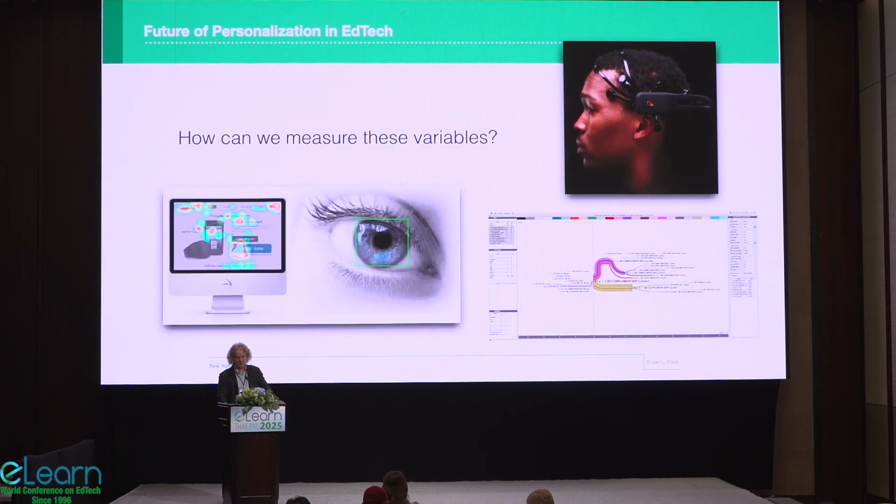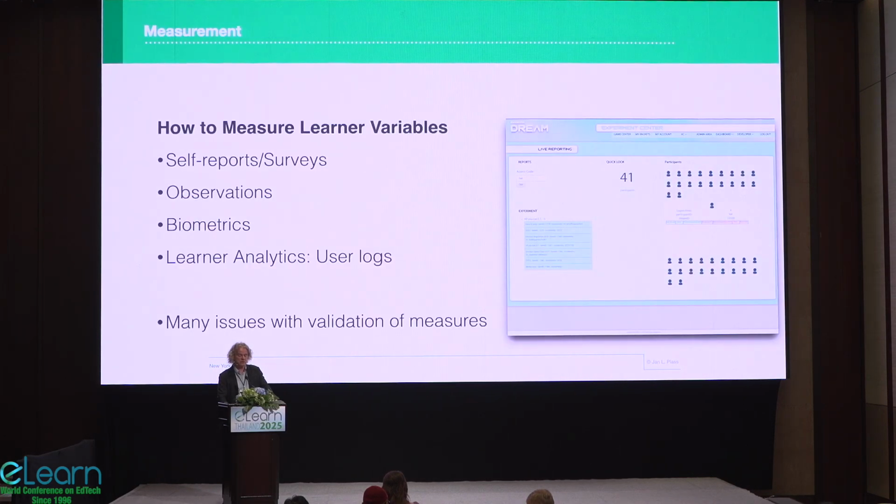So how can we measure these variables? There are many different ways currently to do it. We often use self-reports. We use observations, biometrics, learning analytics. I don't want to get into too much detail, but there are methods. Most of them are not where we want them to be, certainly not in real time.